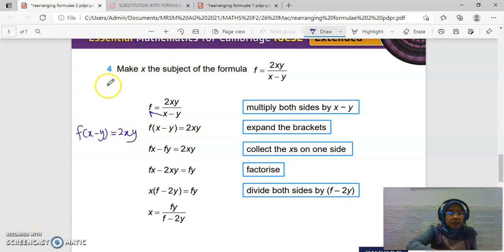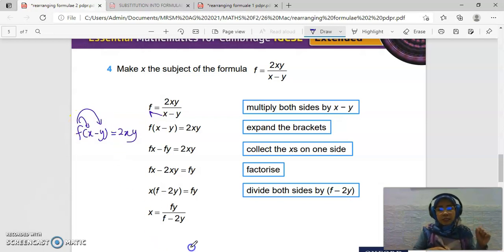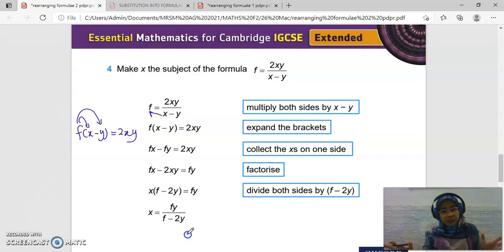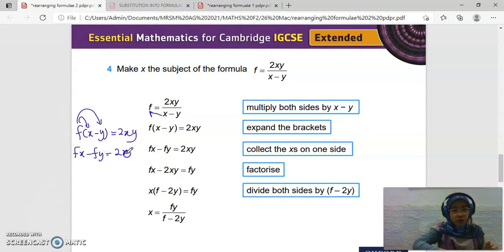Okay, and then x is in the bracket on one side, and the other x is on the right hand side. So before we collect x on the same side, we must expand first to eliminate the brackets. As I said before, once there is a bracket, it means it's protected, so you cannot simply bring an unknown inside the bracket before we expand it. So we expand, and we come to fx minus fy equals 2xy.